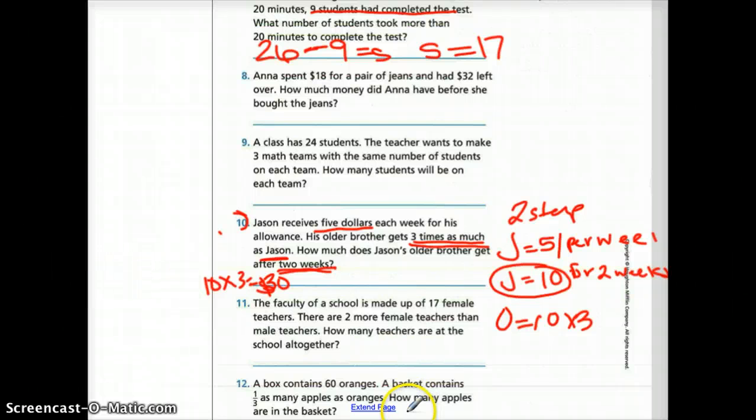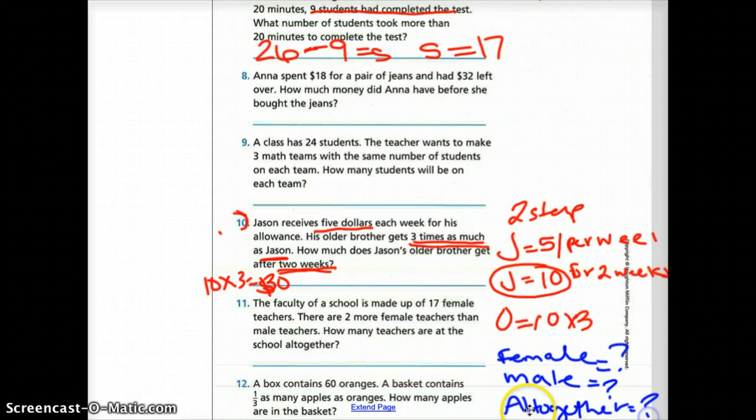Okay, number 11, this is another 2-step problem. You need to tell me first how many female teachers, how many male teachers. Okay, the faculty of a school is made up of 17 teachers. There are 2 more female teachers than male teachers. How many teachers are at the school altogether? So once you have this number and this number, then you need to figure out how many altogether.